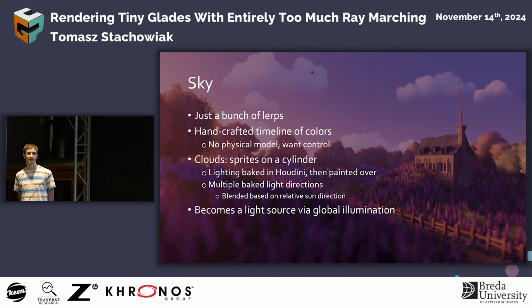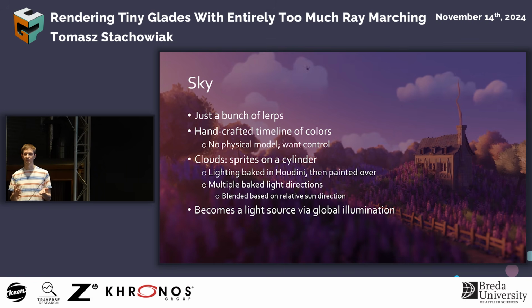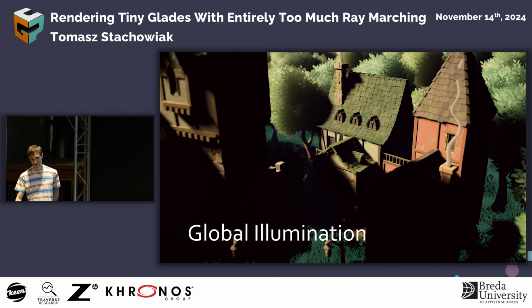And then we have pre-baked some lighting using a bunch of spheres together and then painted over a little bit. That's done in Houdini. And then we blend between the different textures depending on the angle of the light, depending how it hits the sprite. So we have a few versions for them from a few different angles. It's a standard trick used in lighting of particles in games. But the cool thing about the sky is that it becomes a light source for our global illumination. So let's talk about that. Let's talk about global illumination.